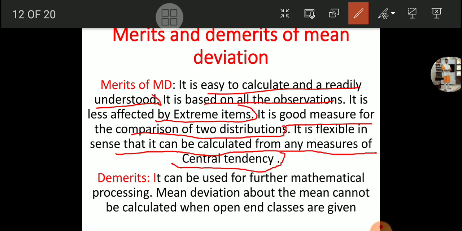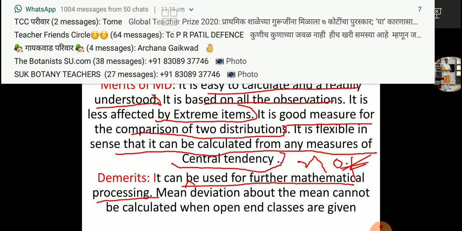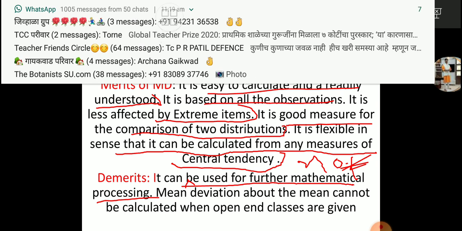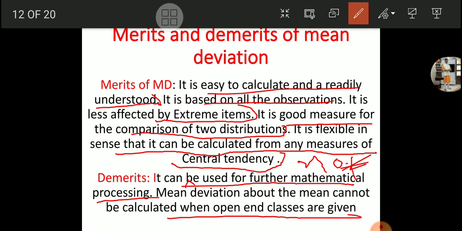What are the demerits then? It cannot be used for further mathematical processing. Keep in mind that the word "cannot" is there. Mean deviation about the mean cannot be calculated when open-end classes are given. So calculation of a mean deviation is not possible when open-end classes are given. So here you have to keep the demerits in mind.